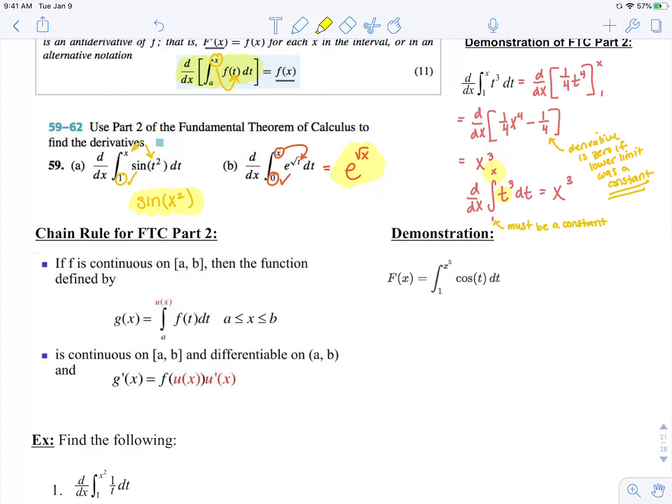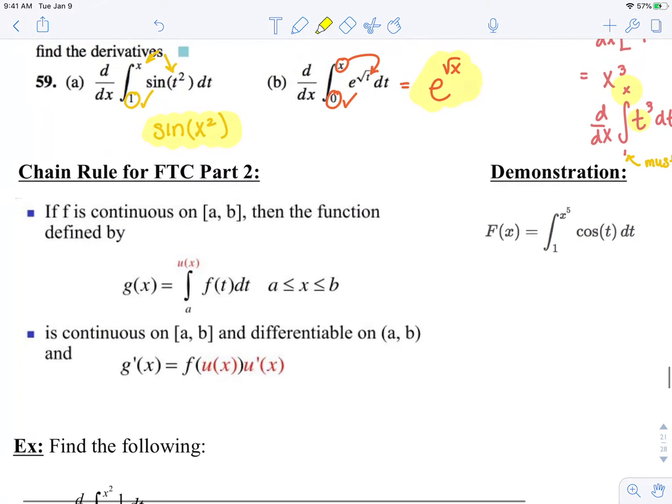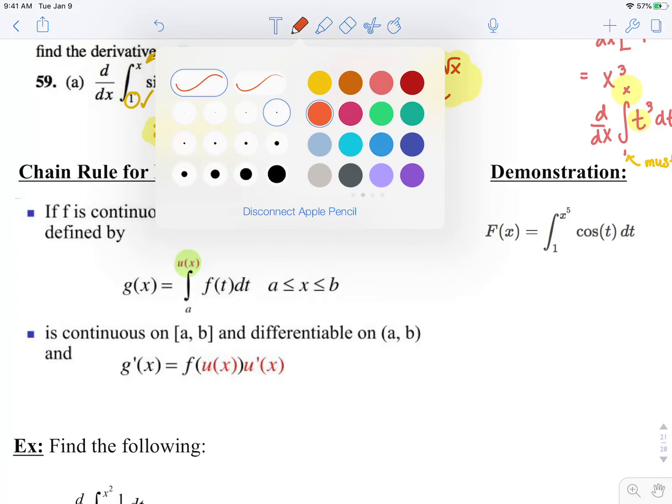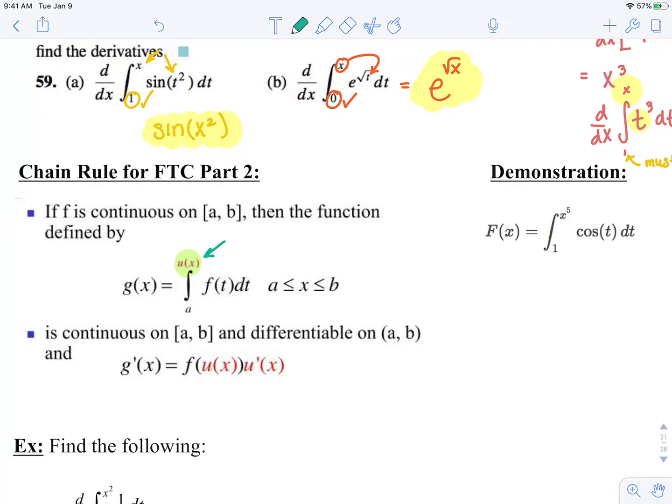Sometimes we must use the chain rule when we're using the second part of the fundamental theorem of calculus. This will occur when the upper limit is no longer just a variable, but now it is a function of x. Whenever we are finding the derivative of an accumulation function where the upper limit is a function of x, we take that function and we plug it in for the dummy variable.